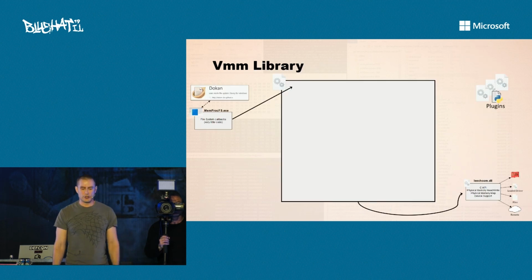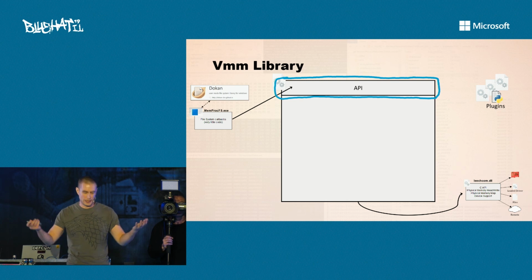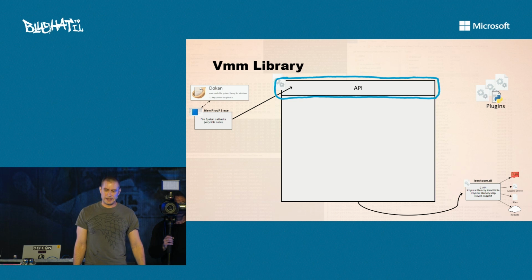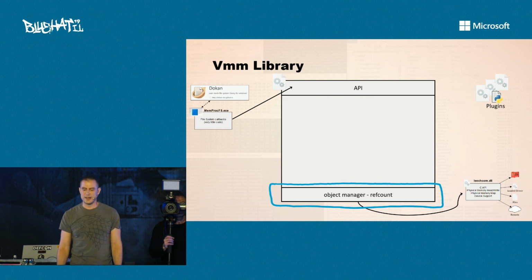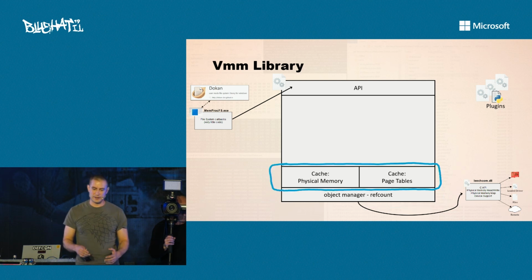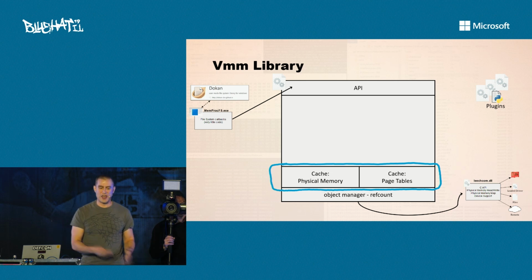The main analysis library looks something like this. I have the API on top, which the MemProcFS executable is calling into, or other programs may call into it as well. Then I do the physical memory acquisition in the separate library. On the very bottom in the analysis library, I have a really simple object manager, which allows me to do things like object reference counting, which lets me implement some caches in a really nice way. For example, I cache the physical memory and the page table separately.